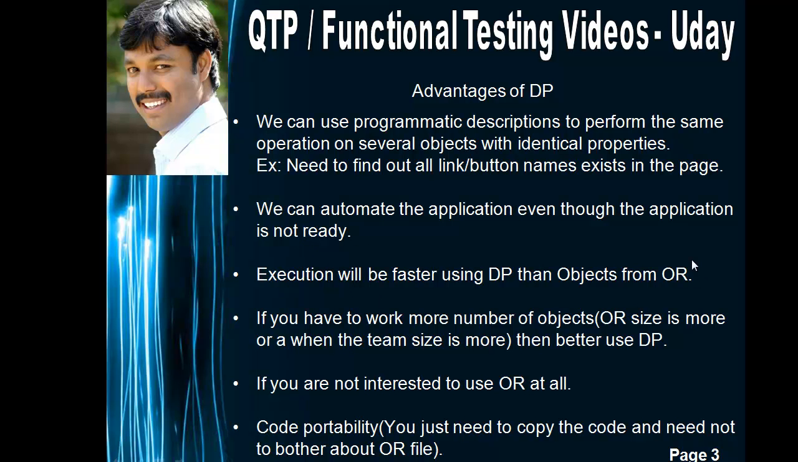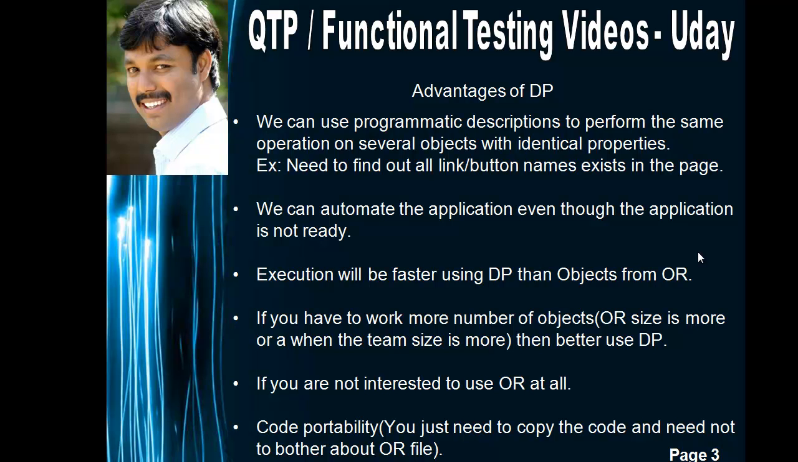This is also a contradictory statement. Some people will say descriptive programming is faster, some people will say object repository is faster, but in my personal experience it should be faster when we are using descriptive programming. Because whenever you are referring to an object repository, you give the unique identifier. That identifier will be searched in the object repository, then it will build that object, and once the object is built, it will perform the operation.